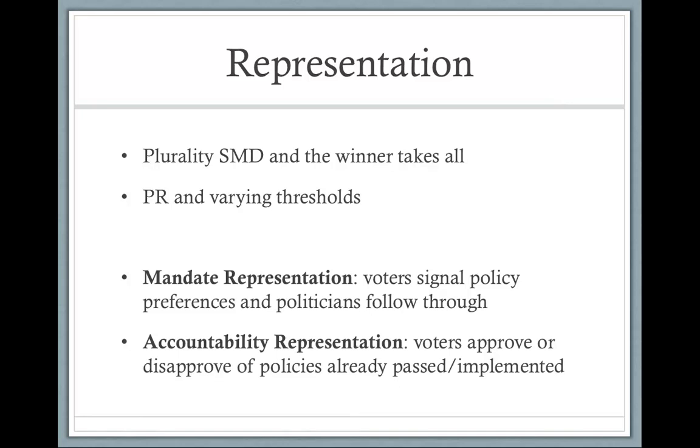The second type of representation is accountability representation, where voters approve or disapprove of what was done. It's a sort of retrospective voting. So incumbents should always be thinking about what the voters want throughout their tenure in office, because they're going to get voted in or out depending on that. There are problems, especially in a new democracy.